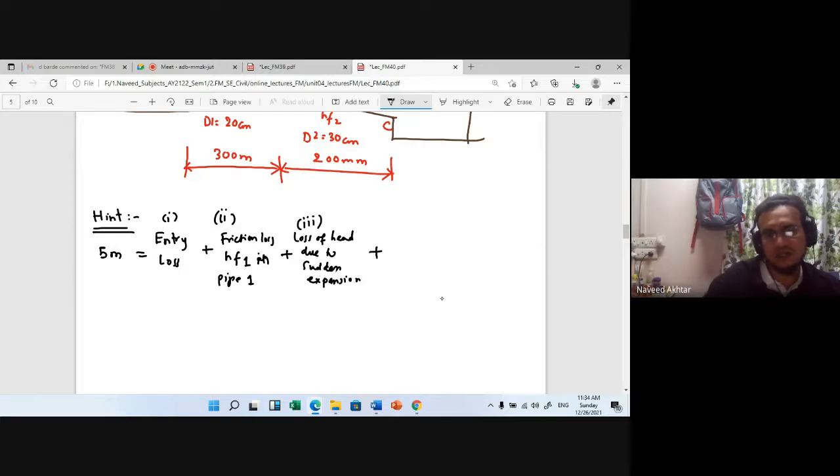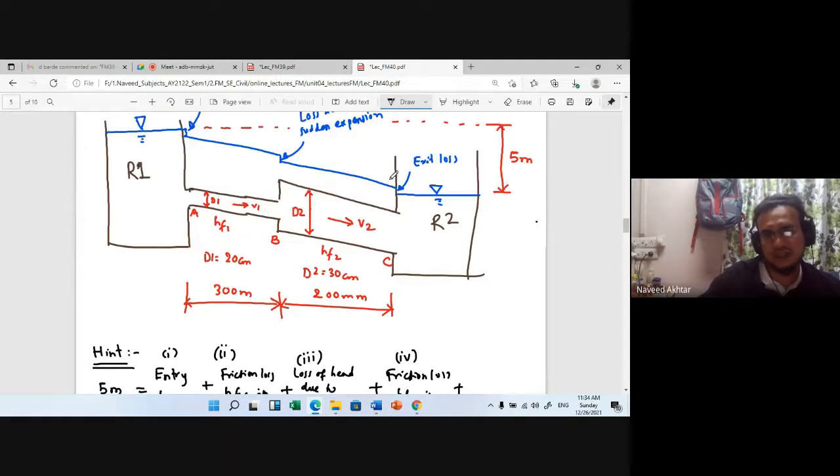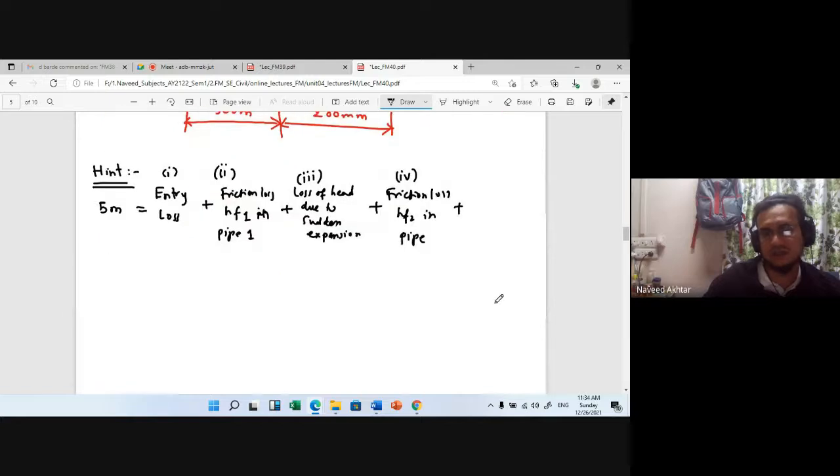Plus again the friction loss in pipe number 2, so friction head loss HF2 in pipe 2. And then the last, the exit, since only two pipes are there, so the exit loss.